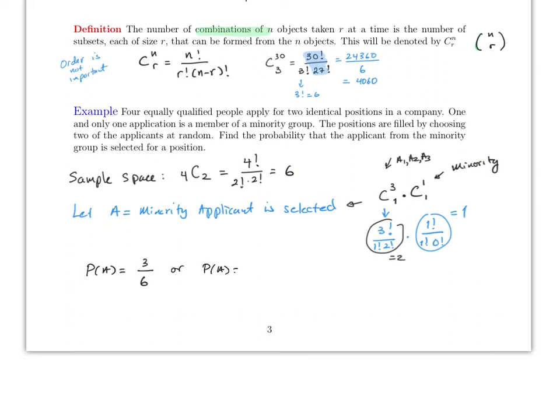The probability of A technically will be C(3,1) times C(1,1), divided by C(4,2). I wrote this using different notation. This is technically correct, but let me write it the way the book does it. The book is writing it like this, but most places will write it like this.